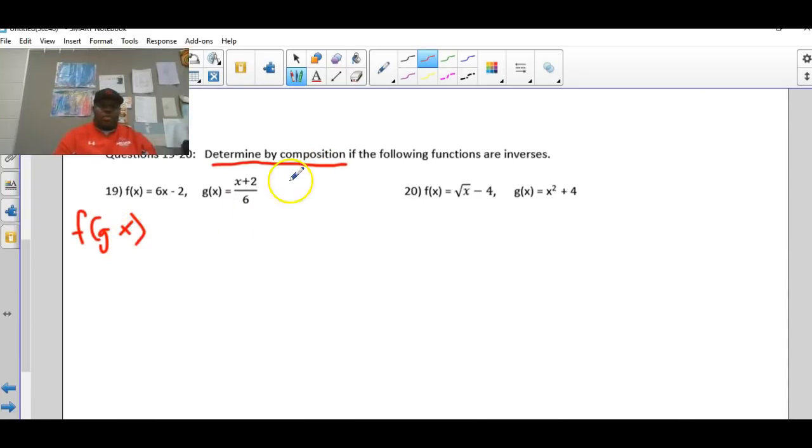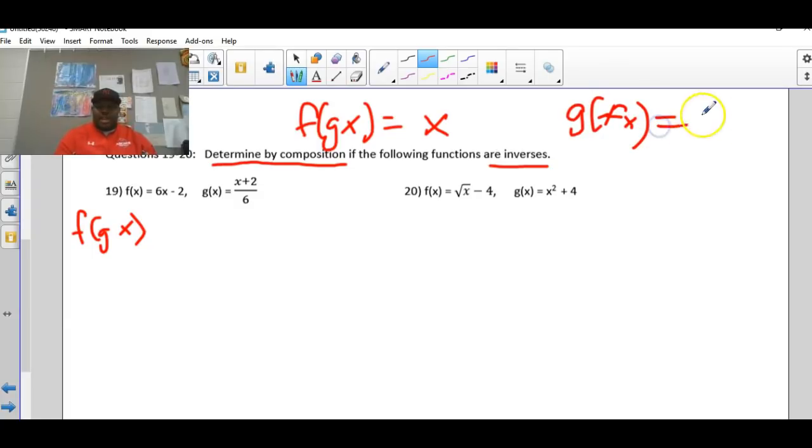Now the rule is when you determine by composition if the following are inverses, you want to solve to get just x. So when I do f of g of x, I want to solve it and see if I get x. If I do get x, guys, then they're inverses. If it's anything else other than x, they're not inverses. We want to get x. Even if I do g of f of x, I should get x. And if the answer is x, they're inverses. So let's go ahead and do this first one.